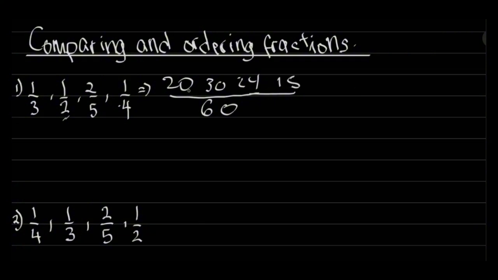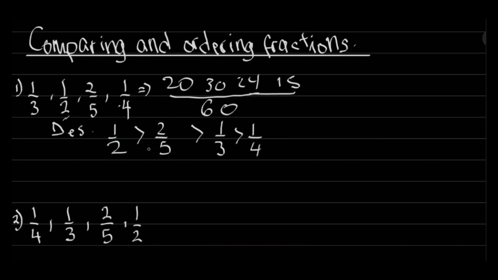So now that we have these, the highest numerator is the largest fraction. We can tell that the highest numerator here is 1 over 2. So that is going to be our highest. That is descending. We are moving from the highest to the lowest. So we'll have 1 over 2 first, followed by 24. 24 represents 2 over 5. Followed by 20, which is represented by 1 over 3. And least is 15, which is represented by 1 over 4.